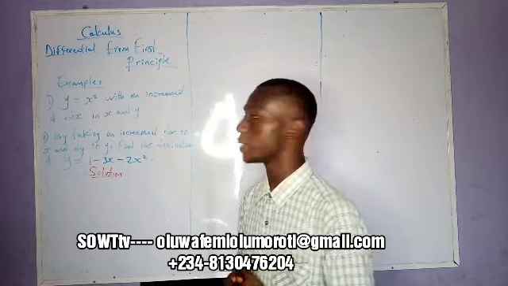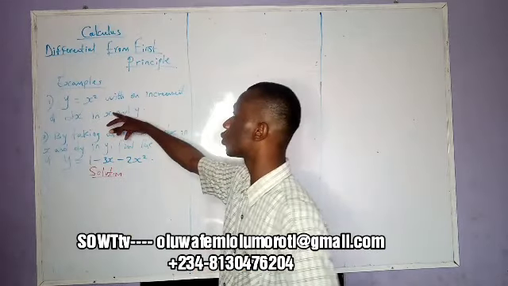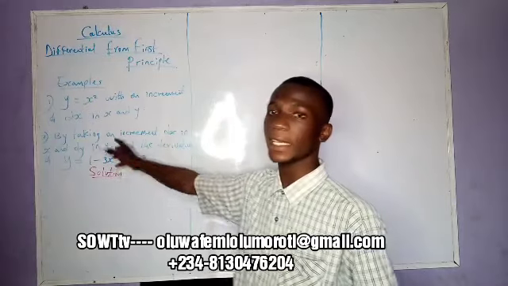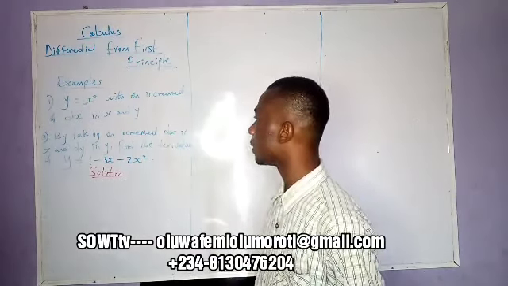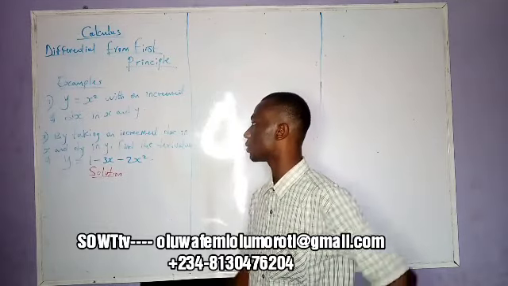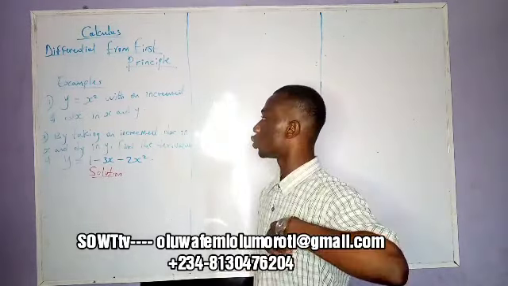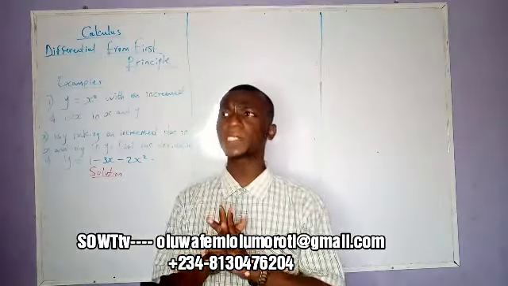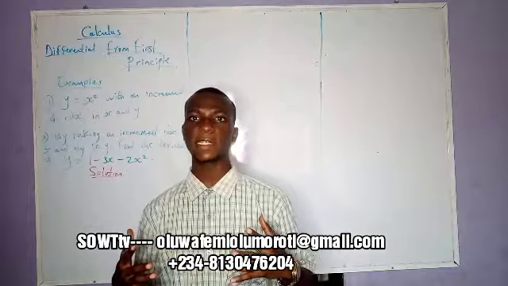We have two examples on the board. First, y equals x squared, with an increment dx in x and dy in y. Then, by taking an increment dx in x and dy in y, find the derivative of y equals 1 minus 3x minus 2x squared. In solving by first principle, there are two things that we get to do.